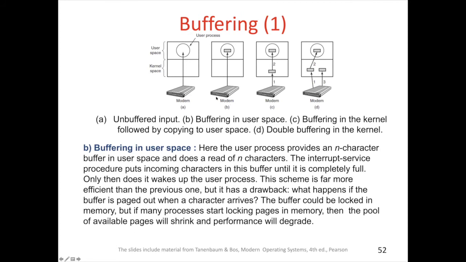In part B, buffering in user space is shown. Here the user process provides a buffer of n characters in user space and does a read of n characters. The interrupt service procedure puts incoming characters in this buffer until it is completely full. Only then does it wake up the user process. This scheme is far more efficient than the previous one, but it has a drawback.